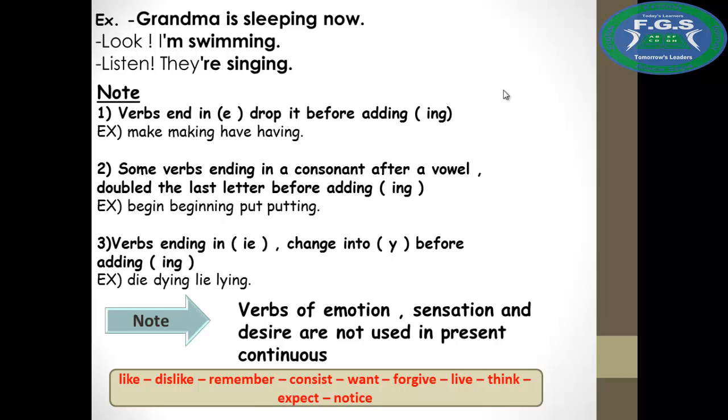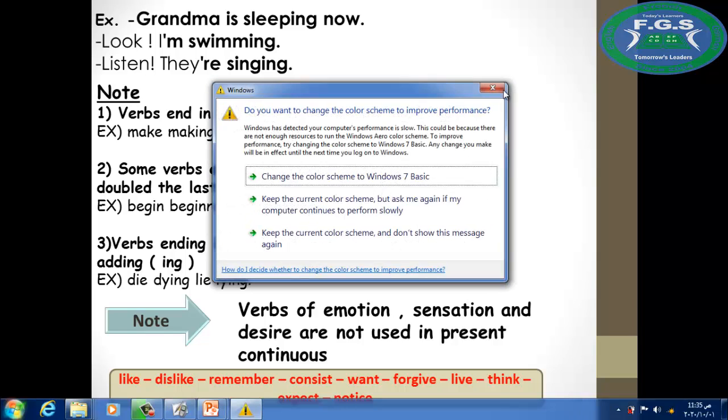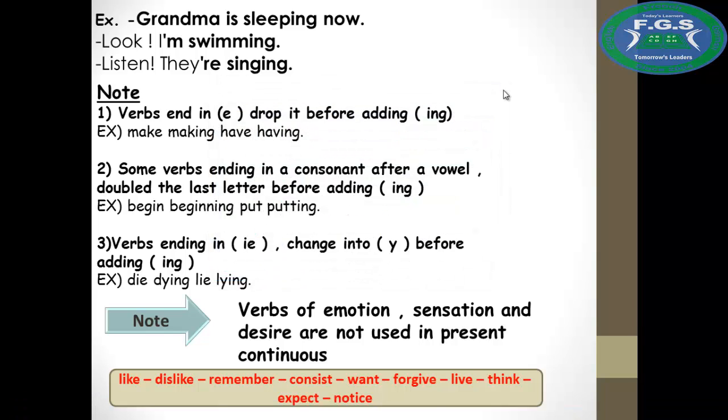Number 2, look, I'm swimming. Number 3, listen, they are singing. Okay, note. Number 1, verbs that end in E, drop it before adding ing. For example, make, making, have, having. We drop E and put ing.